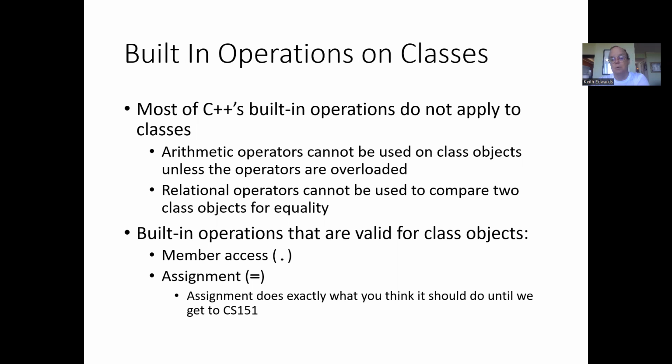There are some built-in operations that are valid for class objects. One is the member access operator, or the dot operator, and the other is assignment, and it does exactly what you think it should do for assignment. That is until we get to CS151, then we'll see some cases where it doesn't do exactly what we want it to do. But for now, it works exactly the way you need it to work.